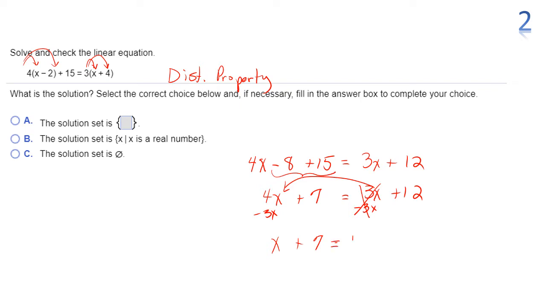But then to isolate that x, I would need to move that 7 over, which in essence subtracts it. So x is equal to 5. That would be my solution. When I come up here, I would choose answer choice A and type in the 5.